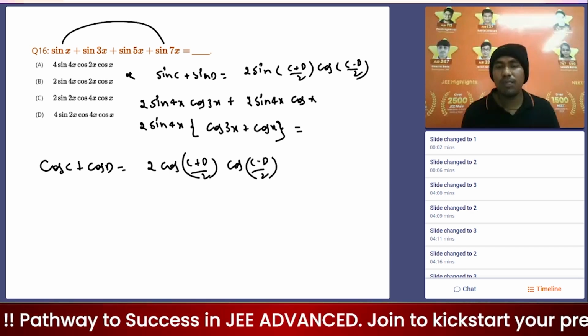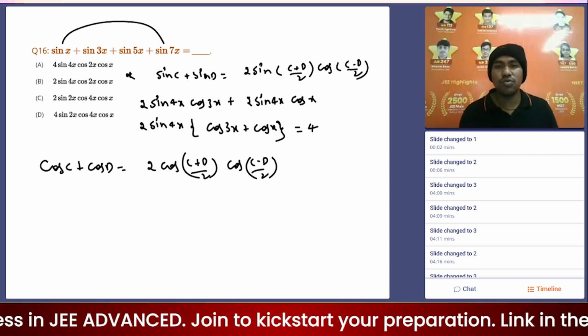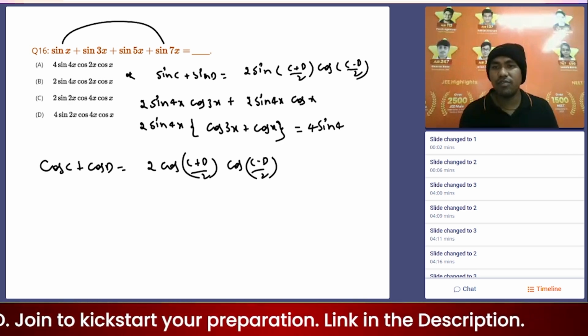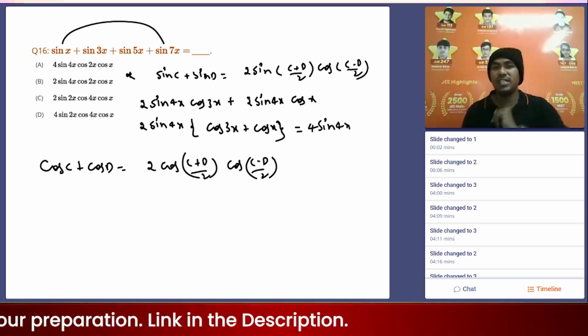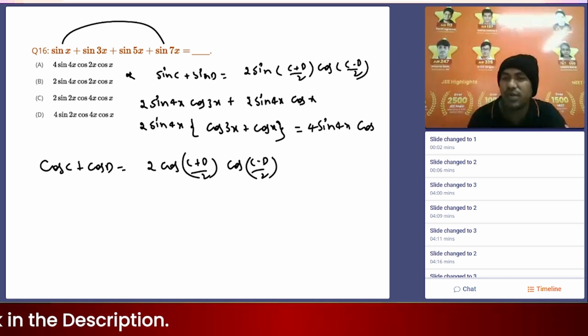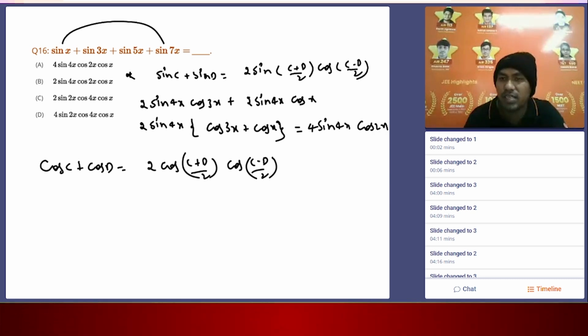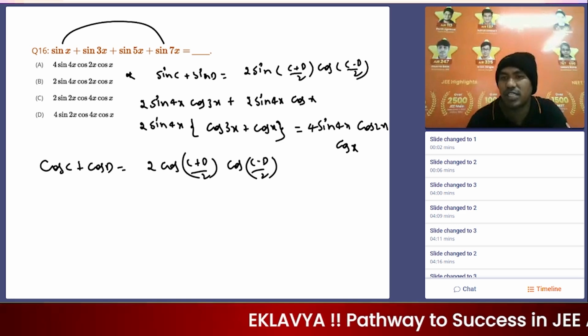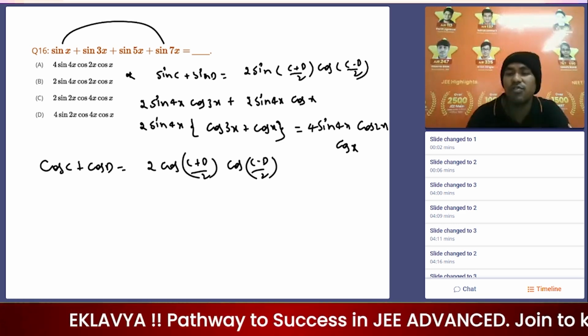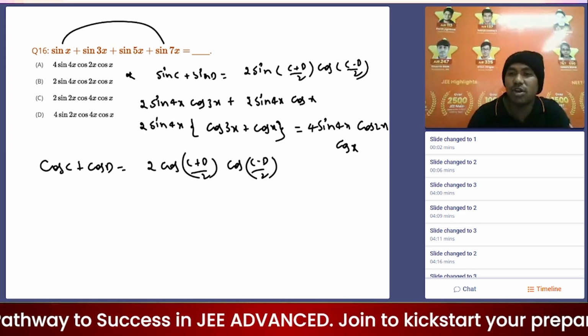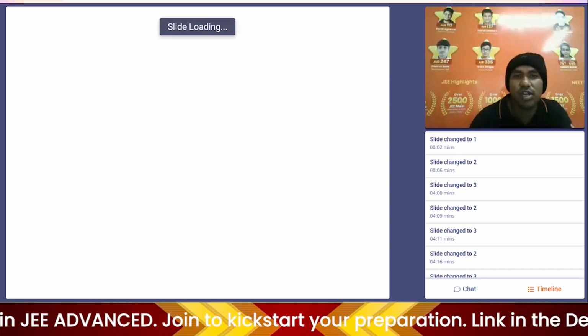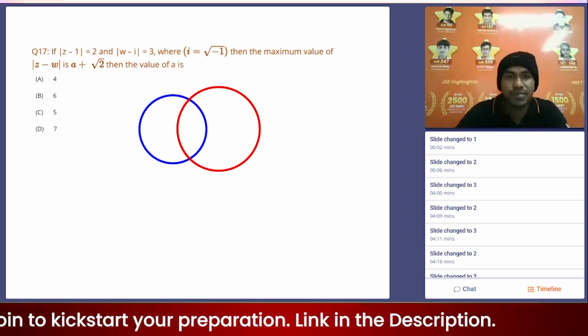Now if we apply this, then you will get 2 times 2, 4 sin 4x and cos of (c plus d), so 3x plus x, 4x by 2 means 2x, so cos 2x, and 3x minus x, 2x, by 2 means cos x. So 4 times sin 4x cos 2x cos x. That is going to be option A.